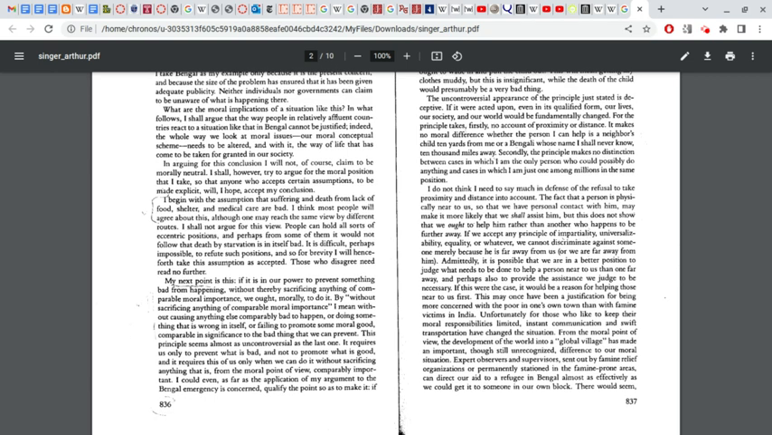And that is the second principle. "My next point is that if it is in our power to prevent something bad from happening without thereby sacrificing anything of comparable moral importance, we ought morally to do it." So, again, I think that this is a particular interpretation of what it means to think like a utilitarian.